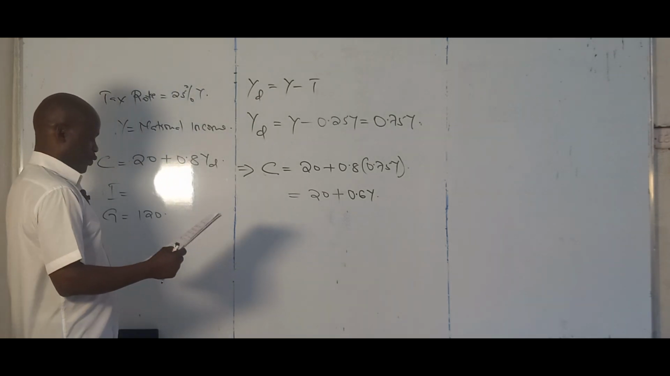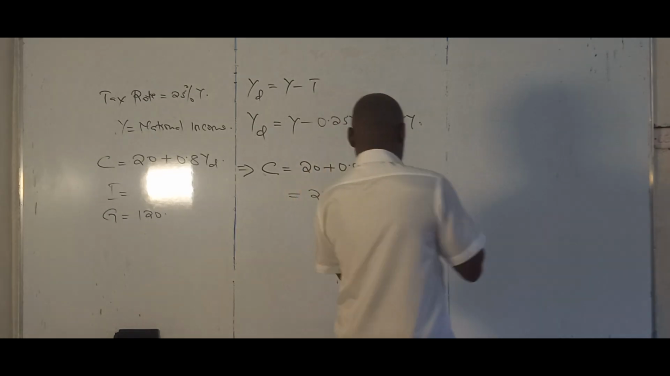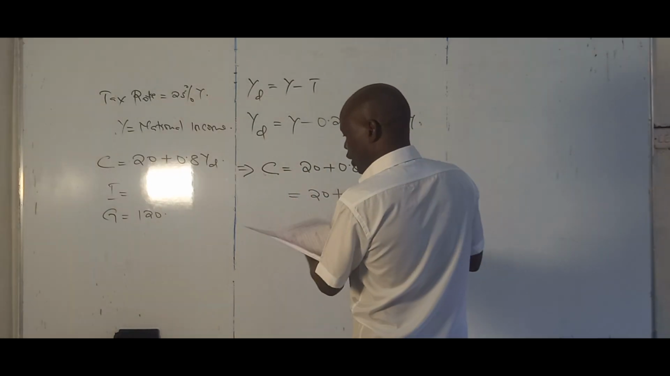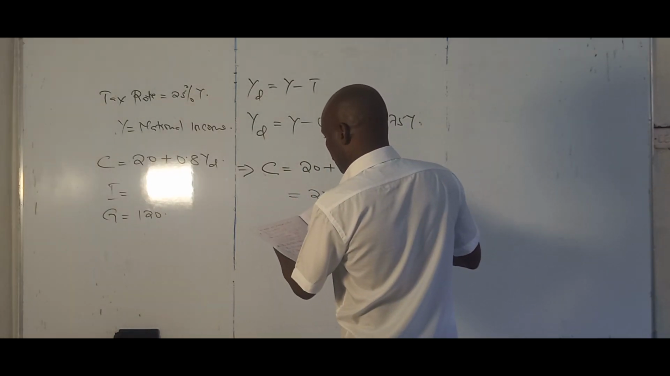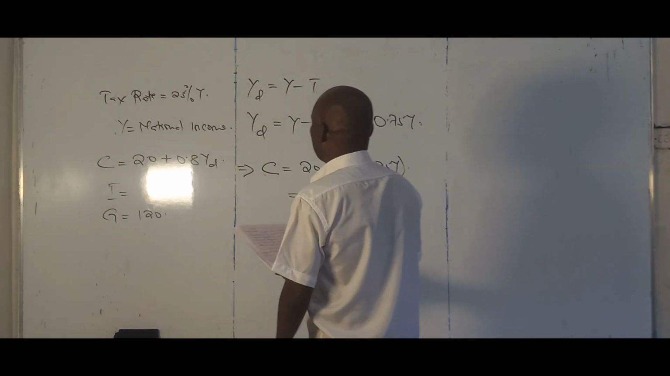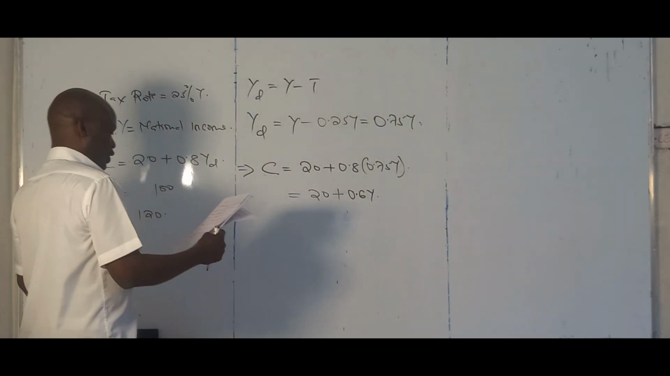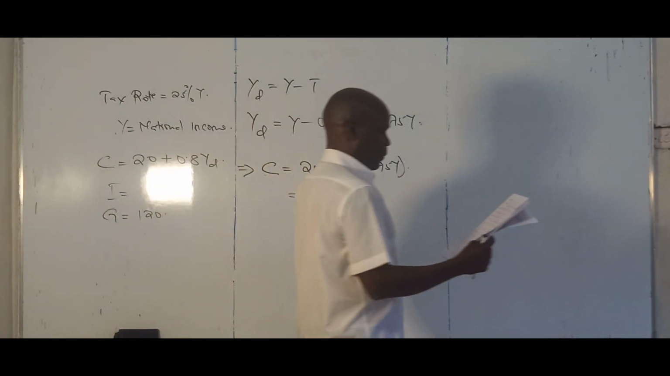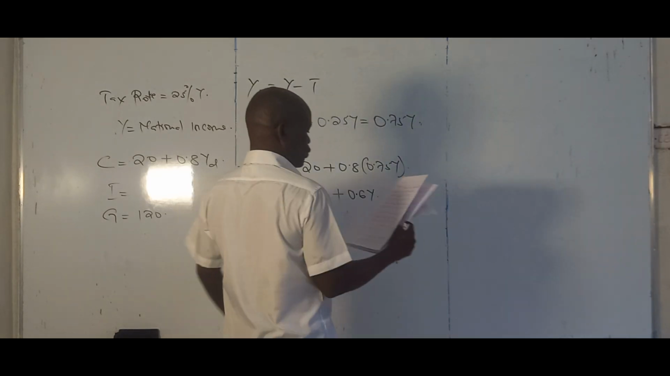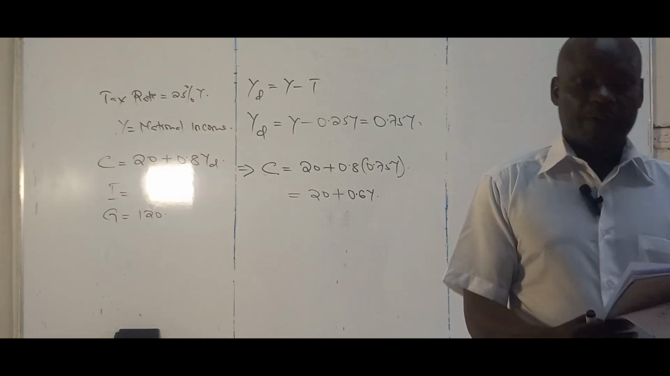And then what else do we need? Let's see what the national income will look like, because what we need to see first is the value of the national income. So if we want the value of the national income, how do we get it? First, we need to get what we refer to as the aggregate expenditure in the economy.